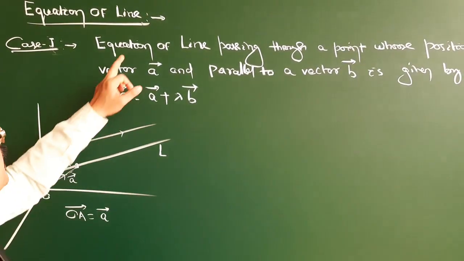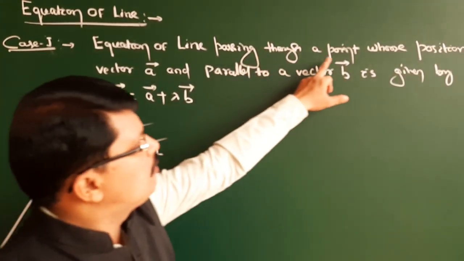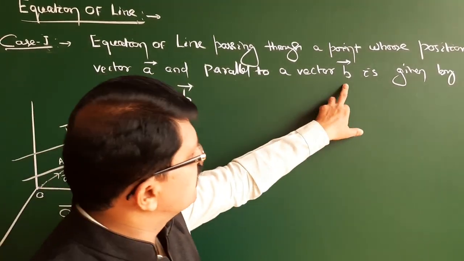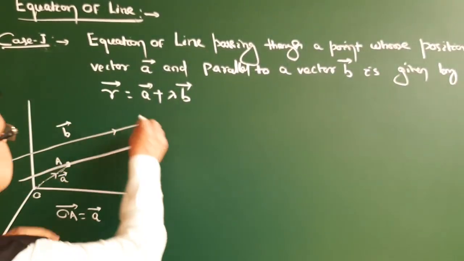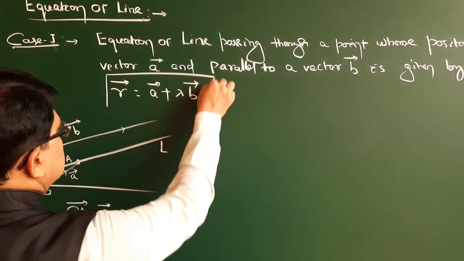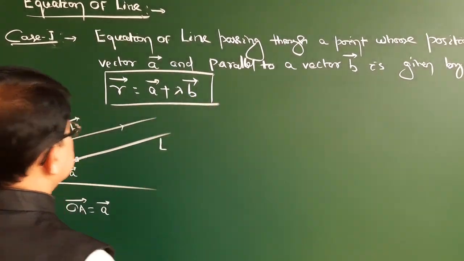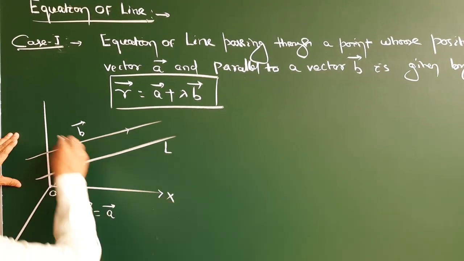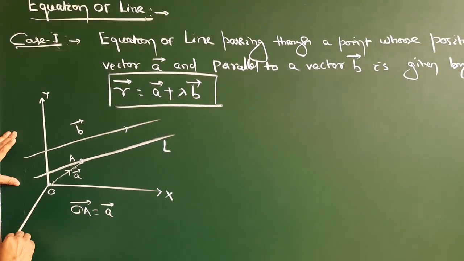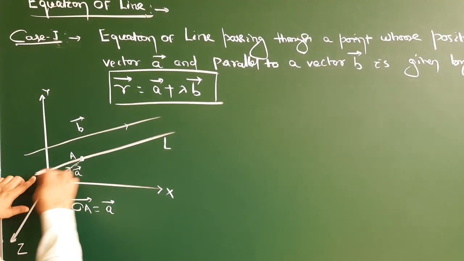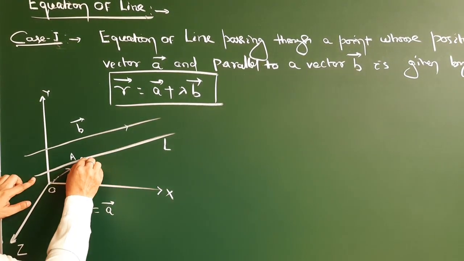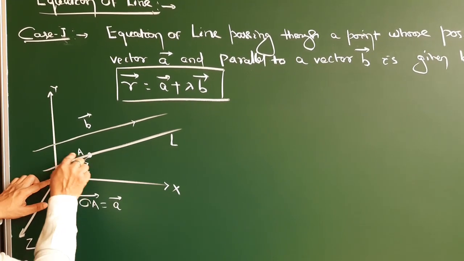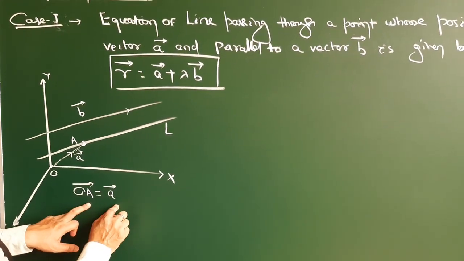Case 1: the equation of a line passing through a point whose position vector is a vector and parallel to b vector is given by r vector is equal to a vector plus lambda into b vector. Here this is the graph, this is the x-axis, here is the y-axis and here is the z-axis. This is the line, and this point is given whose position vector is a vector. Let that point be A. So OA vector is equal to a vector.